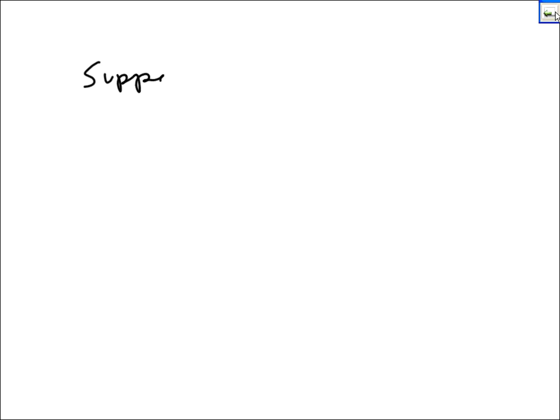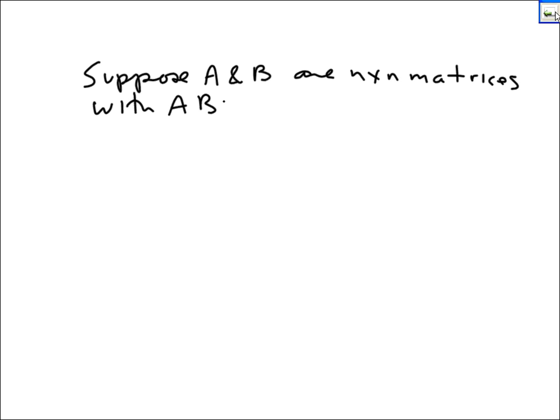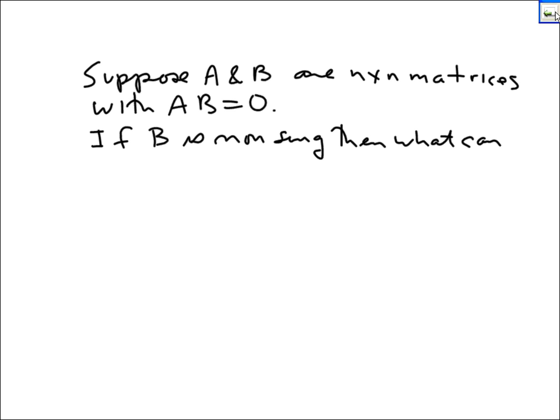Suppose A and B are n by n matrices. And you come to know that AB is a 0 matrix. When you multiply A by B, you get the n by n matrix where each and every entry is 0. If B has an inverse, that is, if B is non-singular, then what can A be? What can matrix A be?